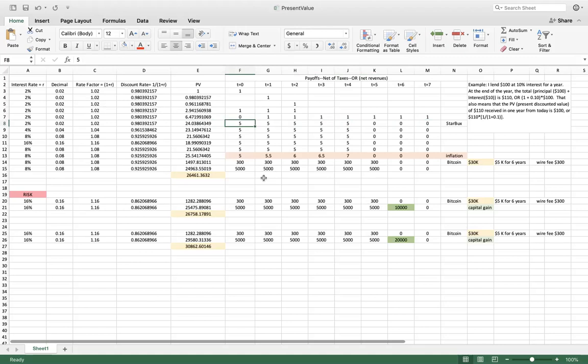So you might think, oh, well, that's 5 and 5 and 5 and 5. That's worth $25. But really, because of the interest rate and the discount factor, that Starbucks card only has a present value of $24 and about 4 cents.